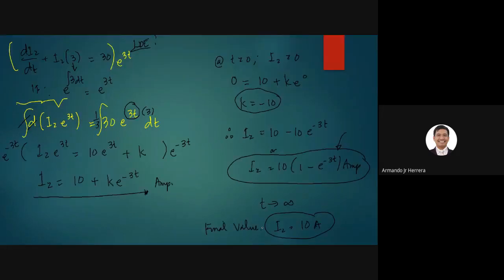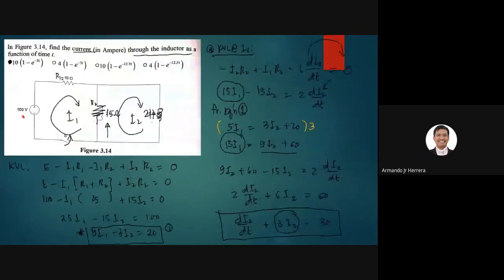So in circuit figure 3.14, so ito rin yun, 3.14, meron siyang follow-up question. What is the current in the 15 ohm resistor at any time? So, hanapin natin yung current passing through this R2. So, di ba, yung current na nandyan ay dinidefine ni I1 at saka ni I2. So, ang tanong, ano daw yung I15 na pinag-o-opposa nitong dalawang ito?